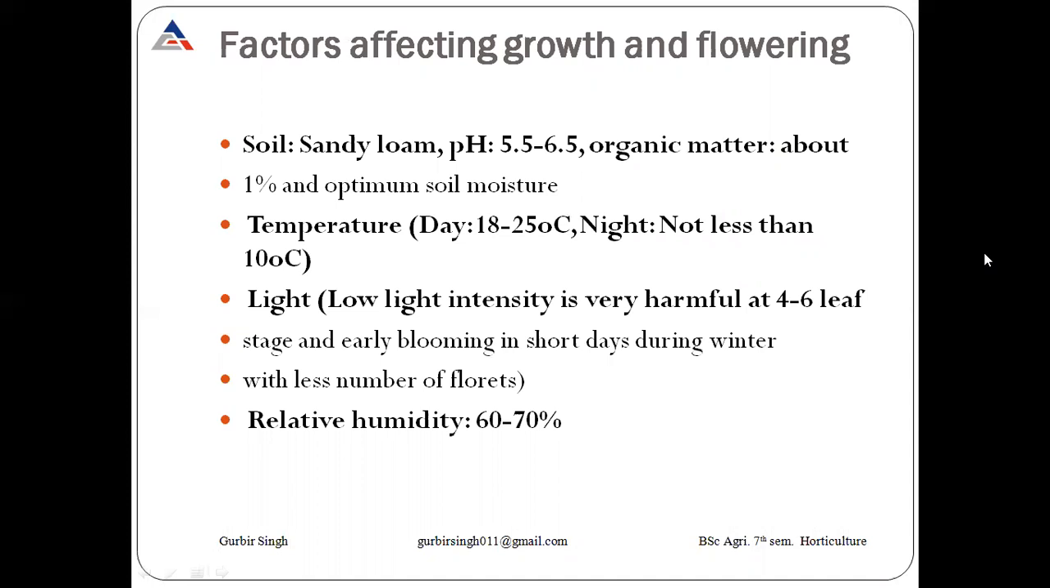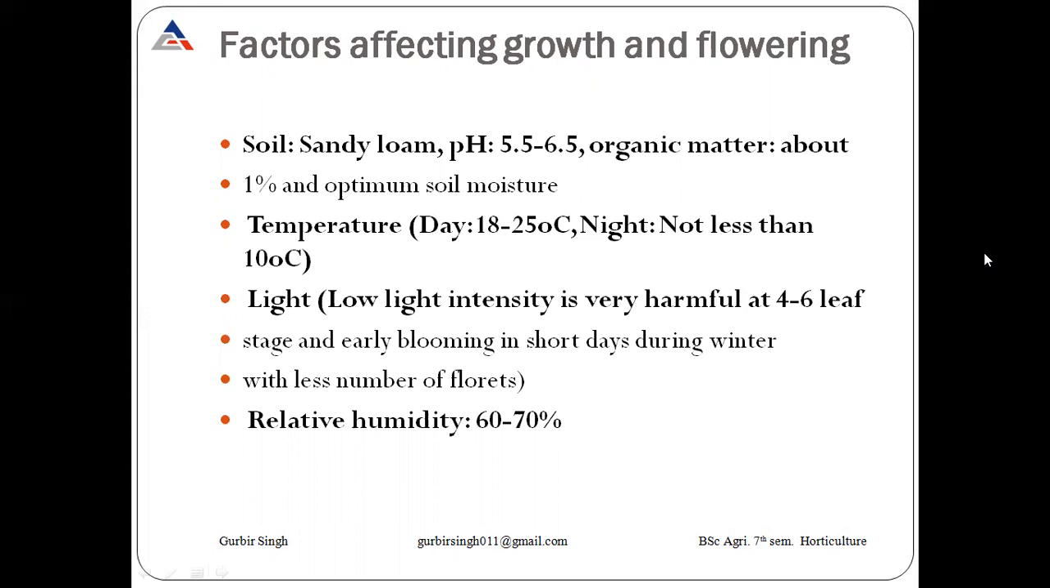Factors affecting growth and flowering. Soil should be sandy loam, pH 5.5 to 6.5, organic matter about 1%, and optimum soil moisture should be there. Temperature 18 to 25 degrees centigrade, night not less than 10 degrees centigrade. Low light intensity is very harmful at 4 to 6 leaf stage.